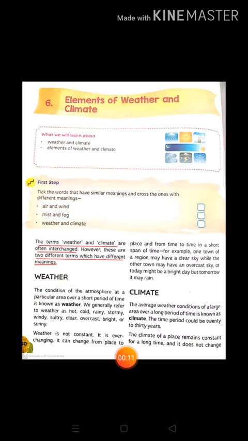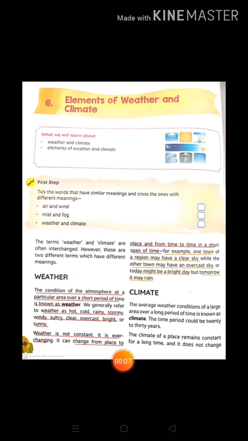These two different terms have different meanings. First, let's understand the term weather. The condition of the atmosphere at a particular area over a short period of time is known as weather. Or in easy words, we can say that the day-to-day and hour-to-hour condition of the atmosphere is known as weather.